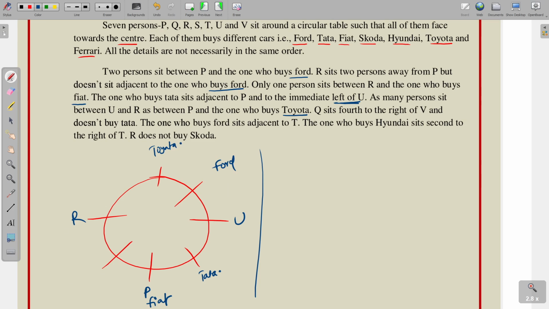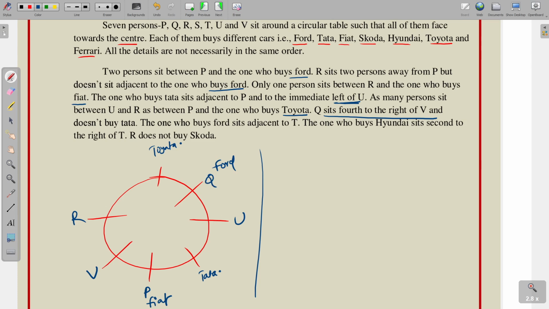And next, Q sits fourth to the right of V and doesn't buy Tata. Next point: Q is the fourth to the right of V. So where can we place V, and also Q does not buy Toyota. Suppose if you place V here, 1, 2, 3, 4, Q is placed here. Coming to this one, if we place V here, 1, 2, 3 and 4, R is placed out. Only one possibility is left, that is V here, and 1, 2, 3 and 4, here Q is there.